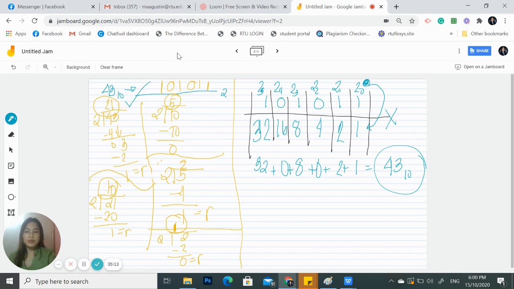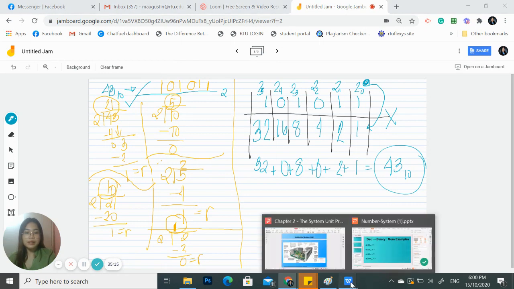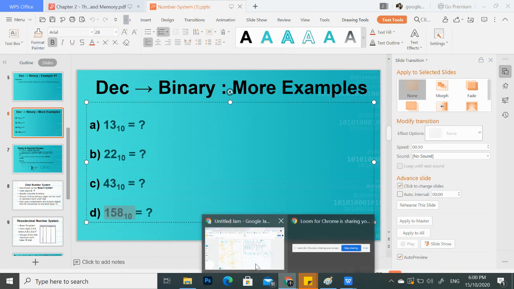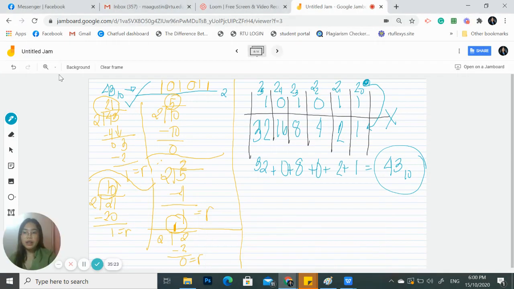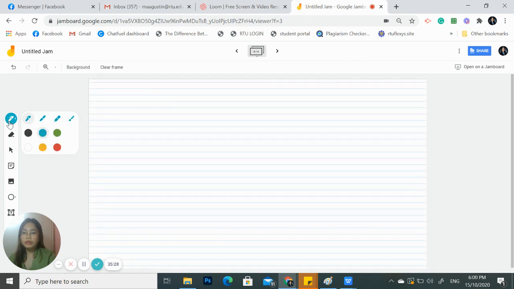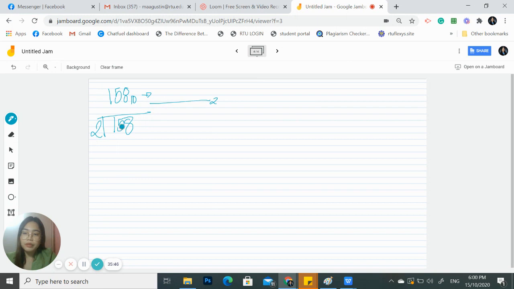Okay, so another example, we have here another example for binary. Last is 158 base 10. Okay, so 158 base 10 convert into a binary. So let's start. So 158 divided by 2, 15 muna tayo.